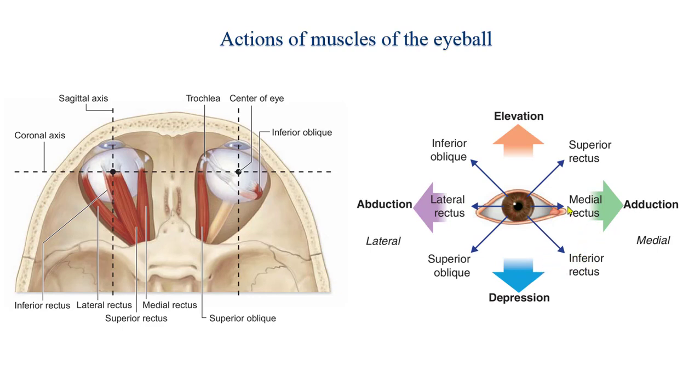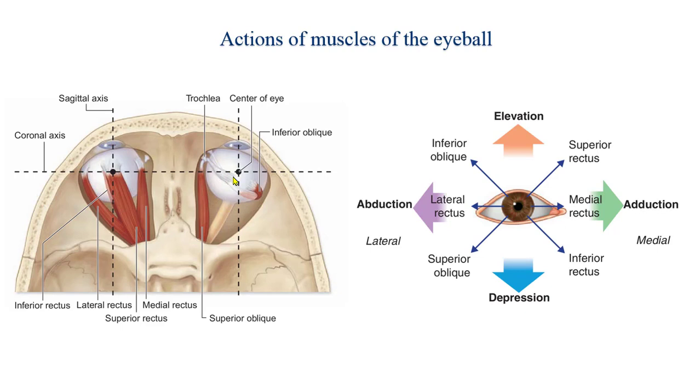Contraction of medial rectus adducts the eyeball, whereas contraction of the lateral rectus abducts the eyeball. The superior oblique depresses the eye and turns the eye laterally. This muscle passes through a pulley-like loop called the trochlea in the anteromedial orbit.